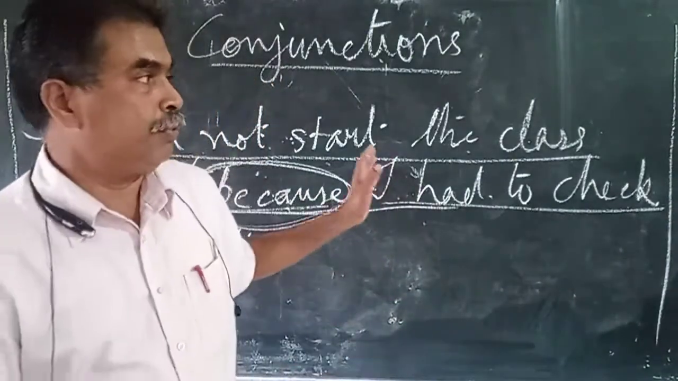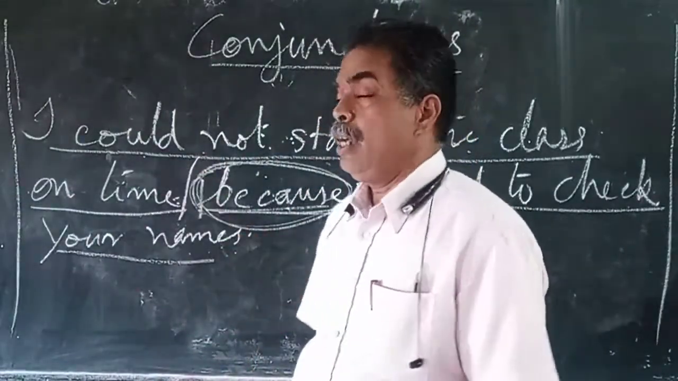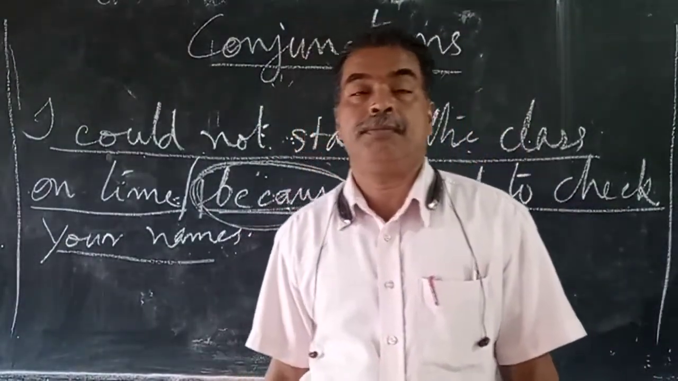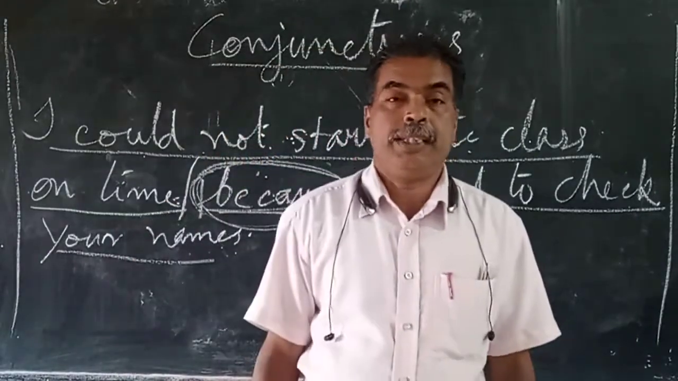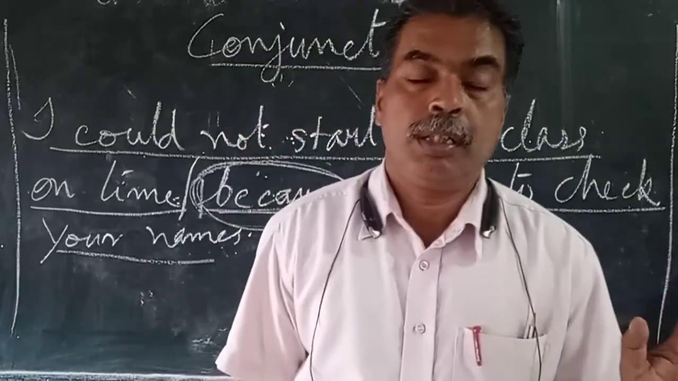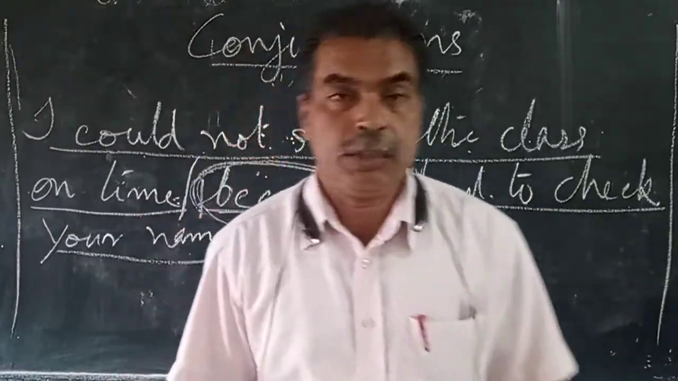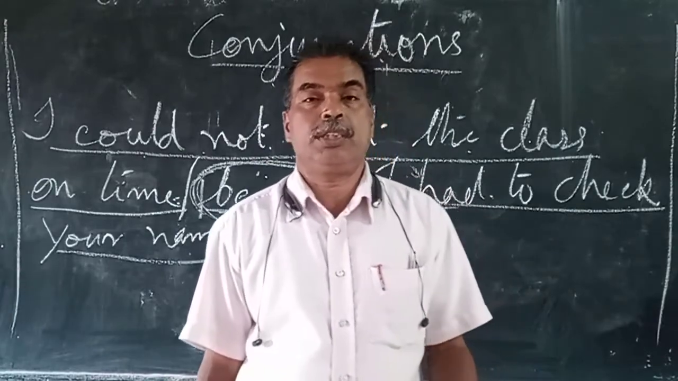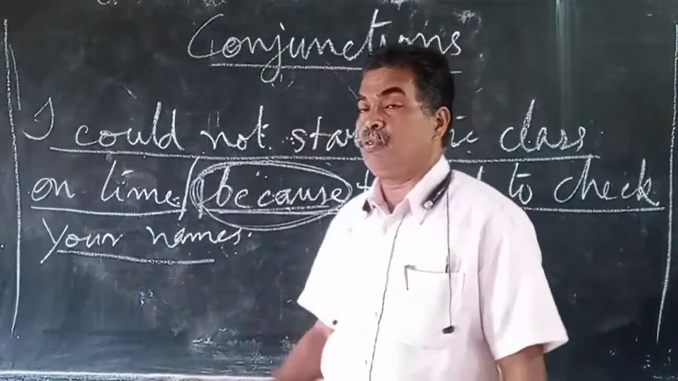As a continuation of yesterday's class, or the video that you saw yesterday, and as a copy of today's Zoom class, we are going to have this class once again. We discussed conjunctions, basically coordinating conjunctions, the four types: the cumulative conjunction or conjunction of addition, the conjunction of opposition, the conjunction of choice, and the conjunction of inference. We saw all those four yesterday.